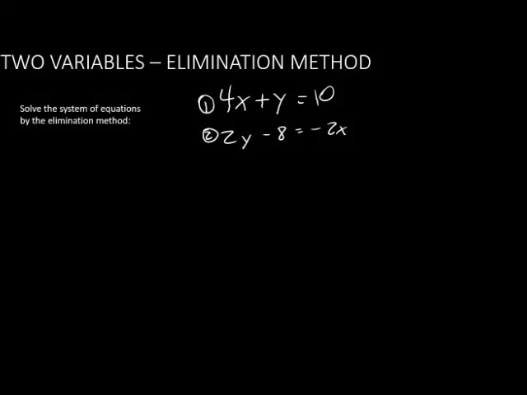Previously, we solved this system, 4x plus y equals 10, and 2y minus 8 equals negative 2x, using the substitution method. Now we'll talk about how to solve it using an alternate method called the elimination method. To begin the elimination method, we want to get all of our variables on the left side and all of our constants on the right side.